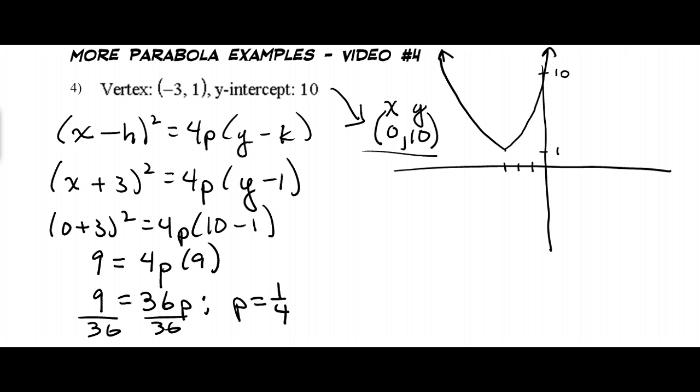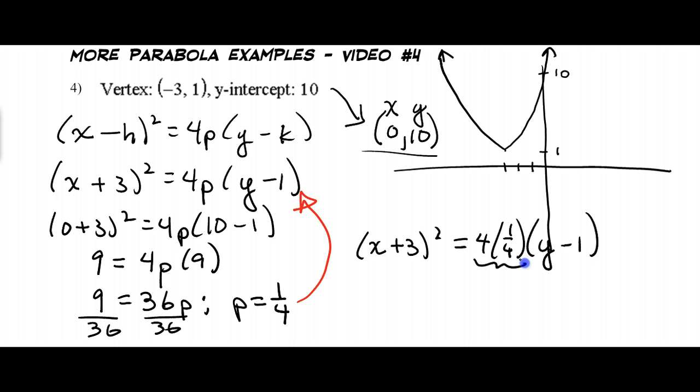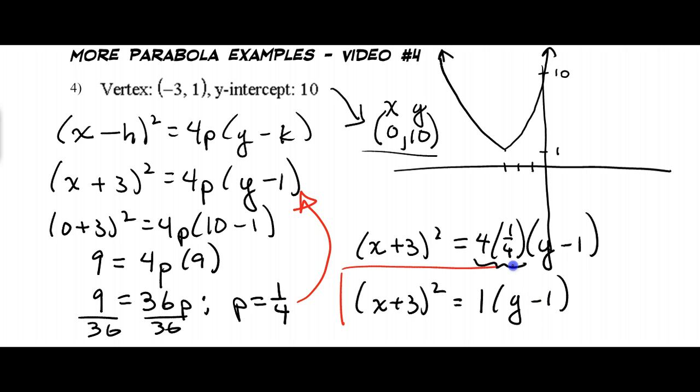So then I'm going to go ahead and substitute this back in to there so that I get, for my final standard form, or almost final, x plus 3 squared is equal to 4 times 1/4 times y minus 1, and then I'll just multiply this out. So I get x plus 3 squared is equal to 1 y minus 1. And if you don't want to put that 1 in the front, you don't have to. But if you want to, that's perfectly fine as well.